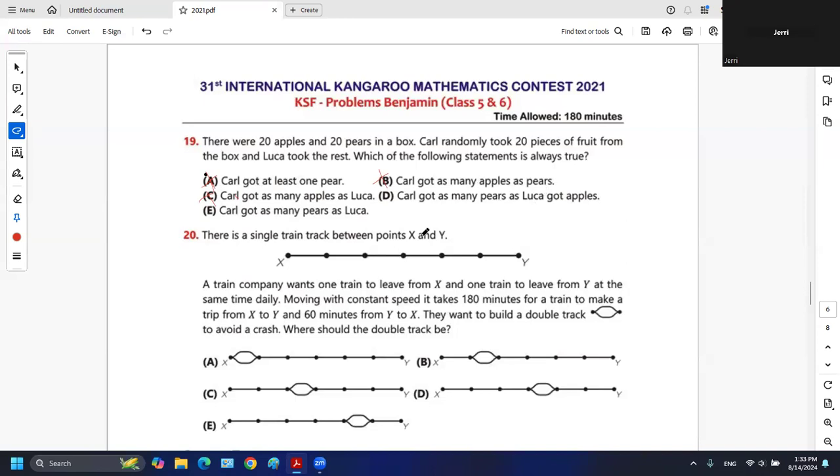Claire got as many pears as Lucas got apples. Here, if Claire got 7 apples, then Lucas would have got the rest of the apples, and then Claire got this many pears. For example, Claire got 7 pears, and then Lucas would have the rest. And then Lucas would have to get 7 pieces of fruit next. So pears or apples would have to be the same. So D could be the answer. Claire got as many pears as Lucas. That's always not untrue. And now D is the answer.